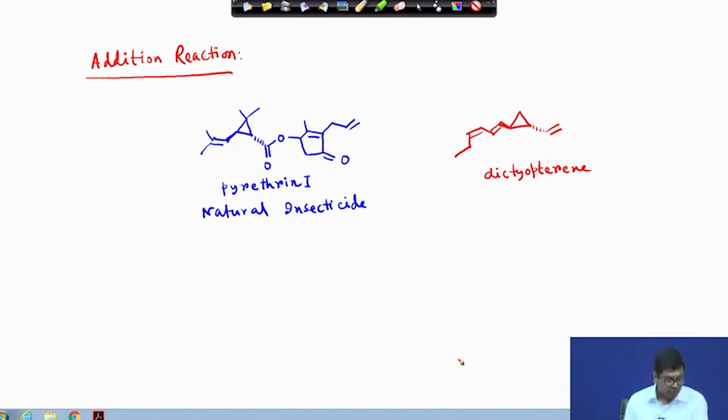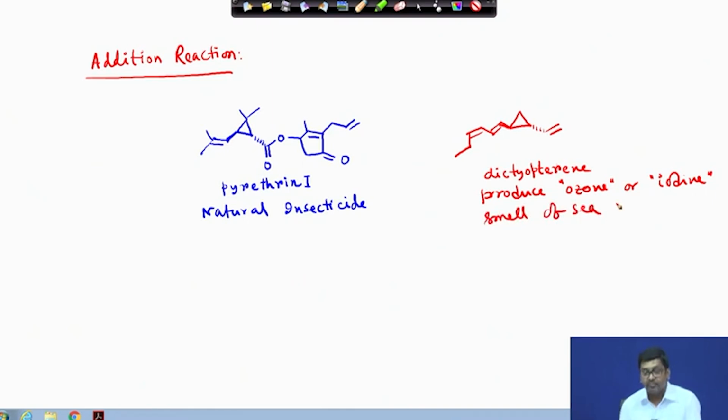Okay. So, this also produces the ozone or iodine smell of the sea. Okay. So, this is a bioactive compound, and that is actually produced by the female brown algae to attract the male gametes. Fine. So, if you see these two compounds, they all have a cyclopropane ring.